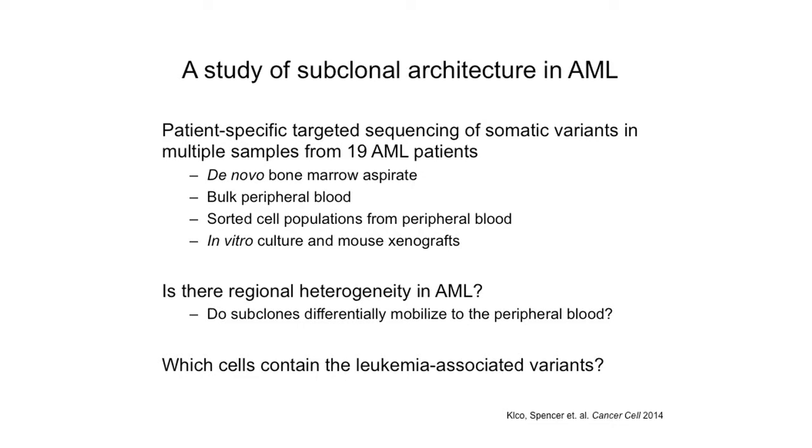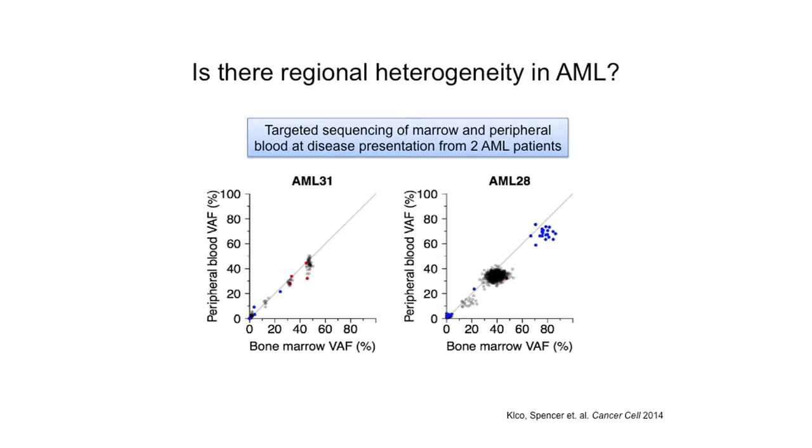And then, the second question: there are other cells in a patient's blood and marrow besides just the leukemic blasts, and we wanted to know if these leukemic variants were present in these other cell populations. So to address the question of whether or not there's regional heterogeneity in AML, we did a pretty simple experiment. We took the de novo bone marrow aspirate and compared it to peripheral blood taken at presentation. These are obtained on the very same day, just different specimens.